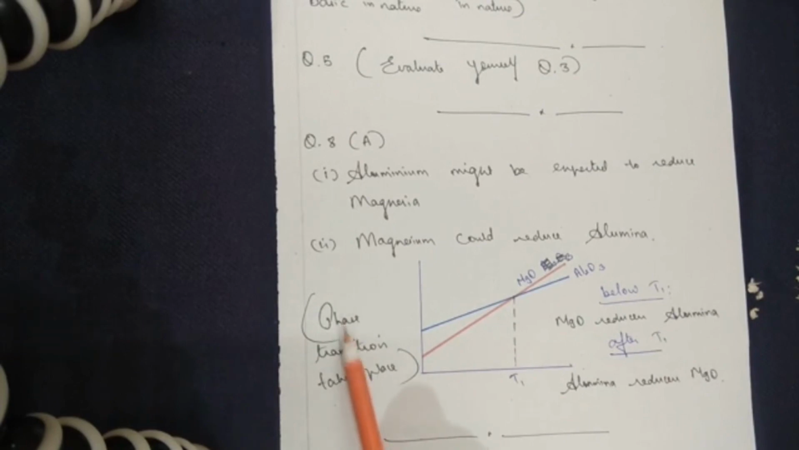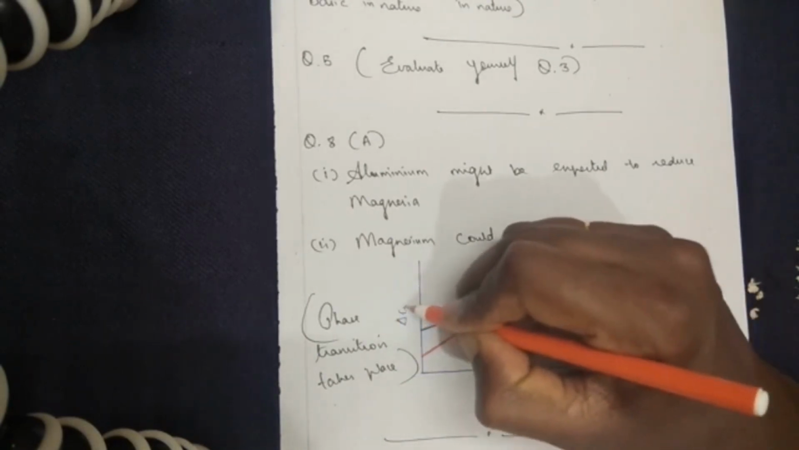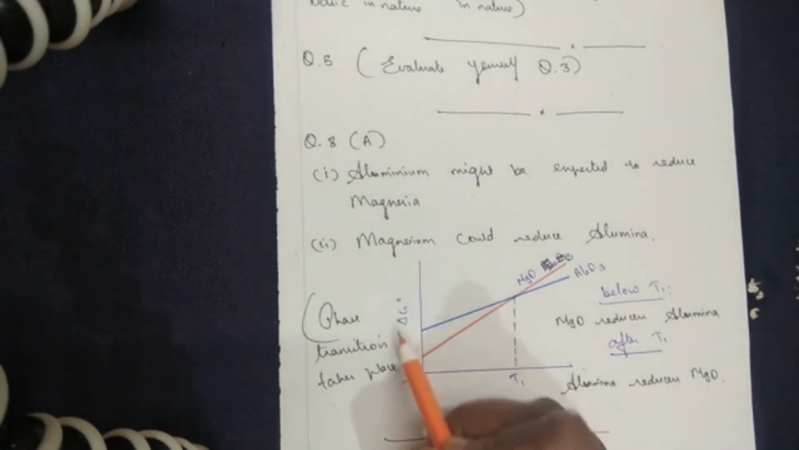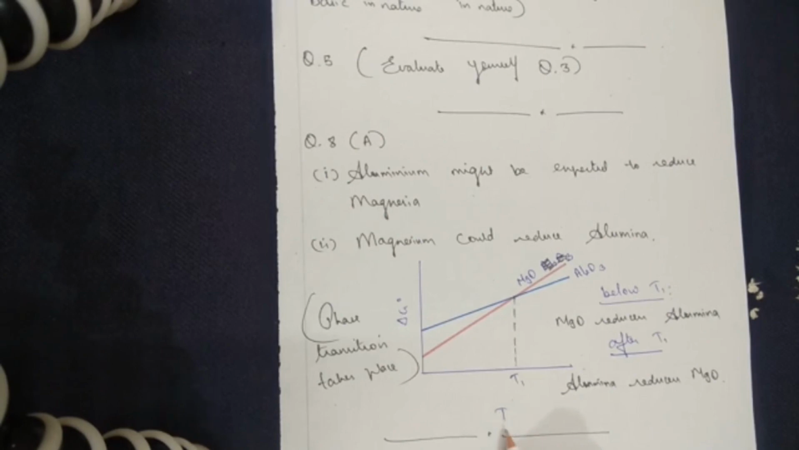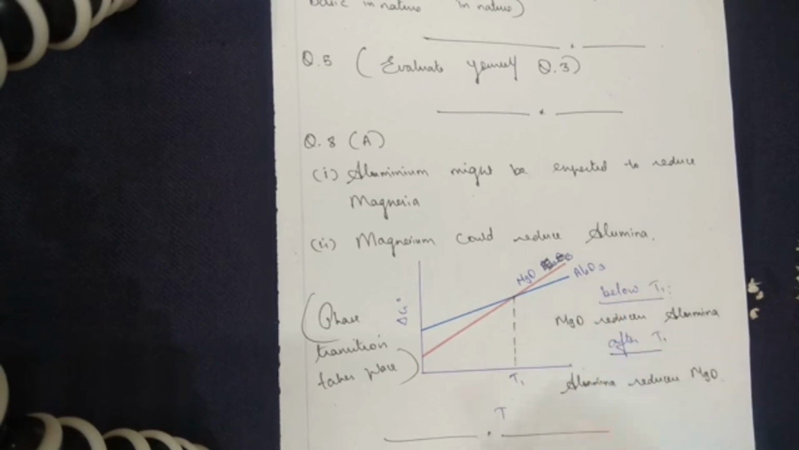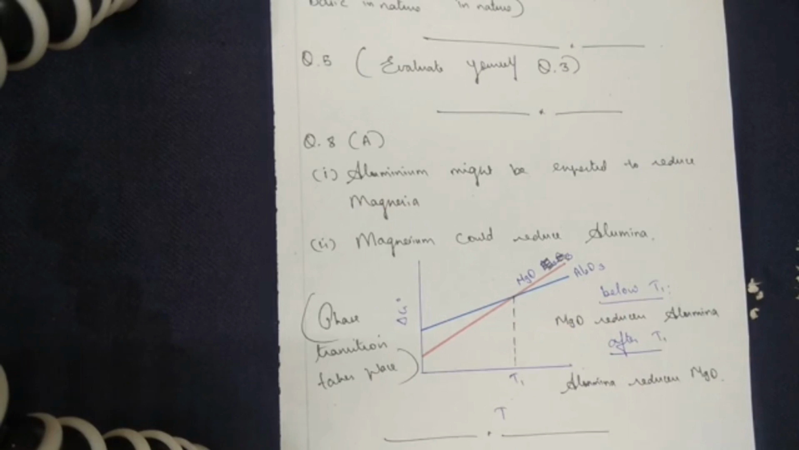Once again, we are taking the concept of phase transition. If you remember, I have explained it earlier. I'm repeating once again. I have taken delta G naught on the y-axis and temperature on the x-axis. The blue color line is the graph of alumina. The red color line is the graph of magnesium oxide or magnesia. Now what's the point I have written? Below T1, magnesium oxide reduces alumina. After T1, alumina reduces magnesium oxide.